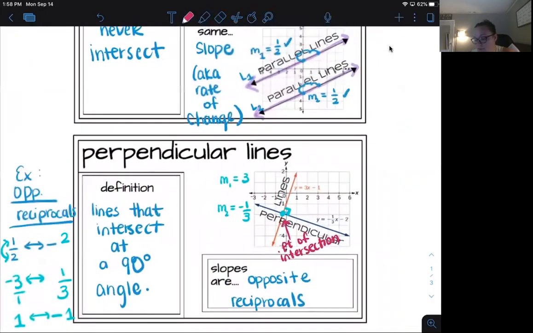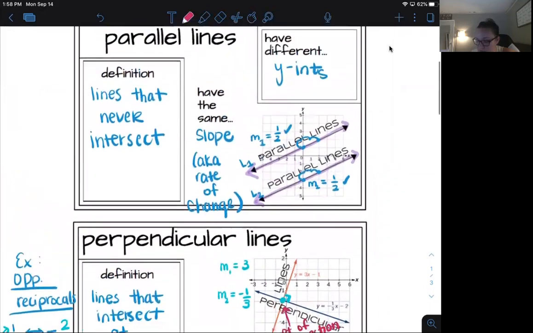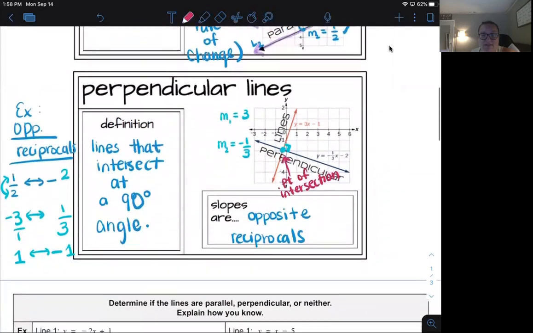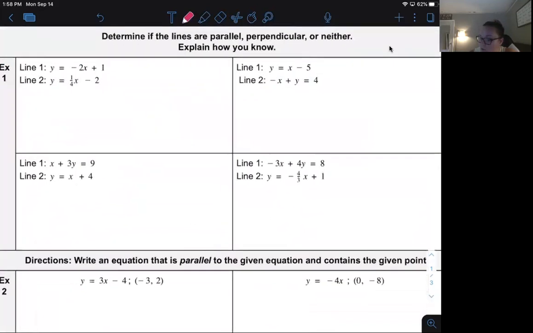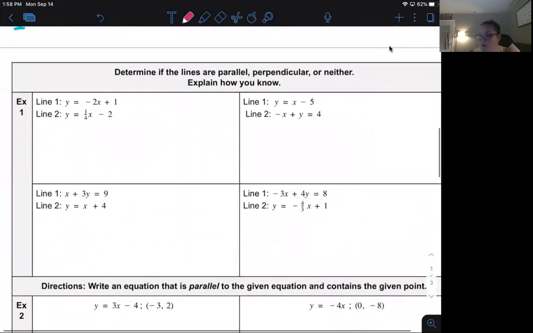All right, so that's a little bit about parallel lines and perpendicular lines. So let's talk about some examples. In example 1, we've got a whole bunch of pairs of lines. And what we need to determine is, are these lines parallel, perpendicular, or neither? And then how do we know?